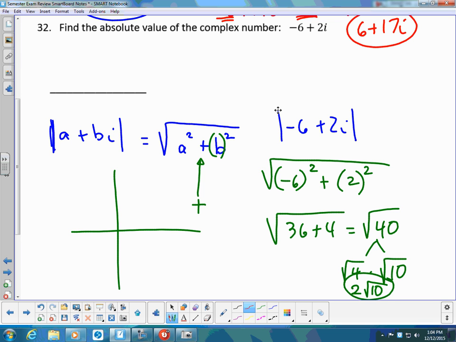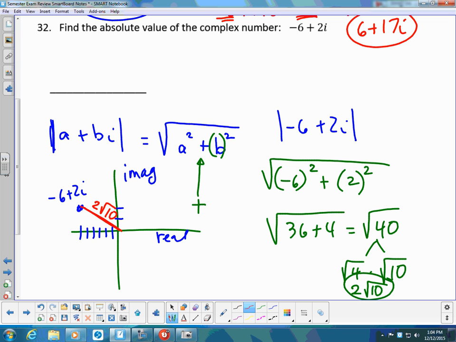So you remember how to plot these. Here's negative 6 plus 2i. Remember, this is the imaginary axis. This is the real axis. So there's my point, negative 6 plus 2i. And the distance that that point is from the origin is going to be 2 times the square root of 10.